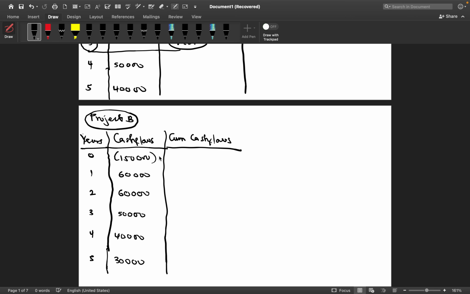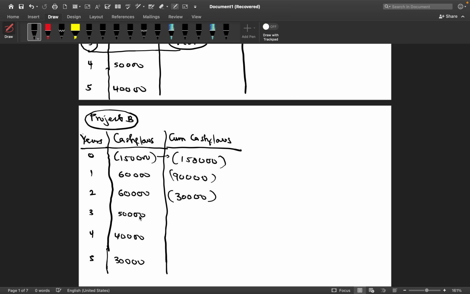So now the cum cash flow, the same approach. You bring the 150,000 to this side. Maintain it on the calculator. Subtract 60,000. We are having 90,000. You maintain this on the calculator, 90,000 minus 60,000. That is giving us 30,000. So maintain it on the calculator. Subtract 50,000. 30,000 minus 50,000, you are running into the negatives.